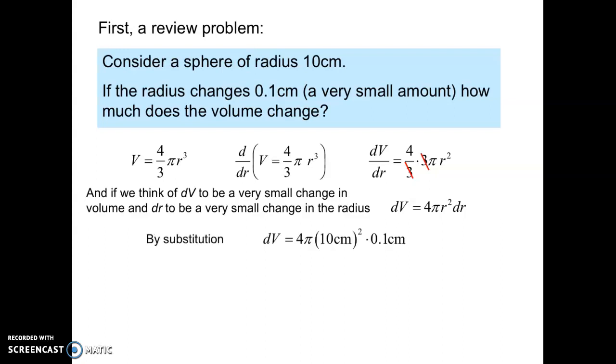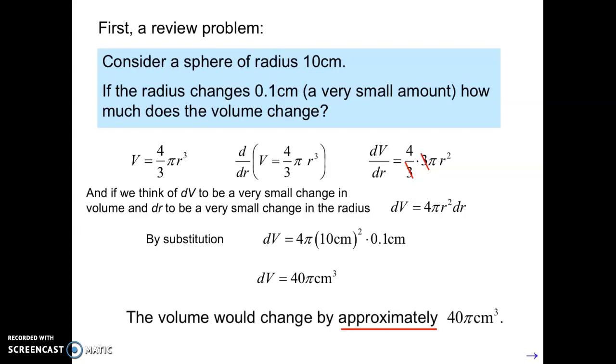And by substitution in this particular problem, the radius of the sphere was equal to 10 centimeters, and the very small change in the radius was 0.1 centimeters. So the very small change in the volume is approximately 40 pi centimeters cubed. This is an approximation because differentials are considered a very small change and are considered approximation values.